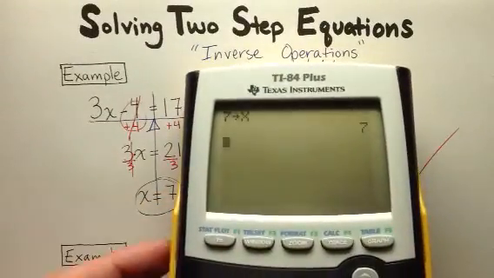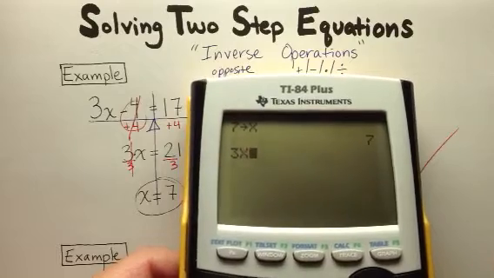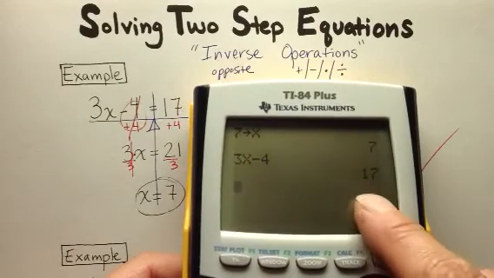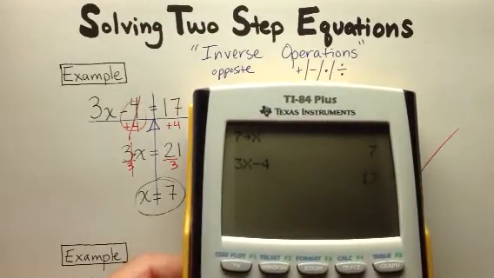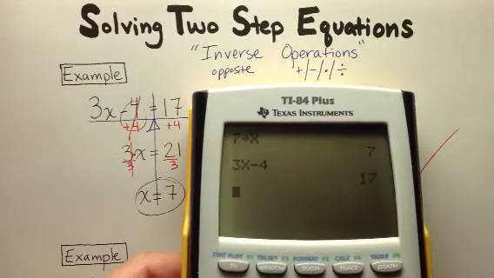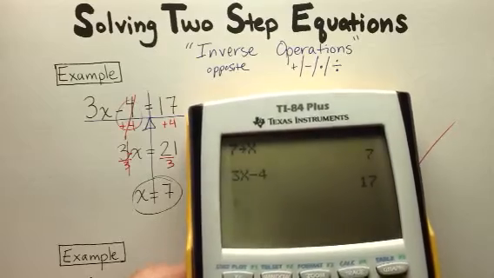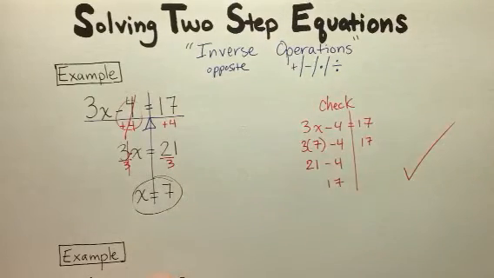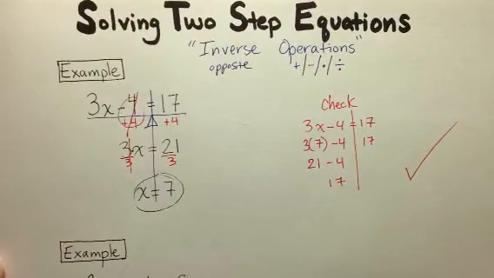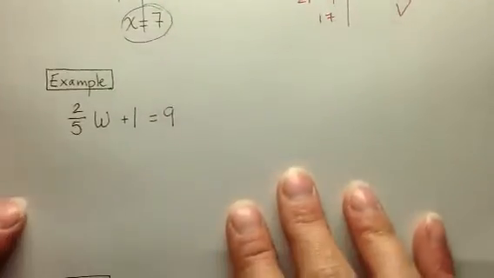So 3x minus 4 is 17. So this is a really great, safe way to do it, especially if you've got negative numbers and you're squaring things. It starts to get a little tricky entering in the calculator. So I strongly recommend learning how to use that store key. Okay, so let's look at the next example.